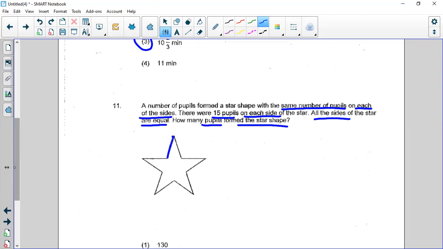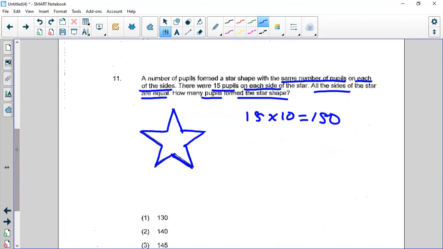Now you count how many sides there are. 1, 2, 3, 4, 5, 6, 7. All right, 7 sides already. 8, 9, and 10. So did you go and take 15 times 10, and then your answer is 150? Is your answer 150? Which is wrong. Because why? How about the overlap?